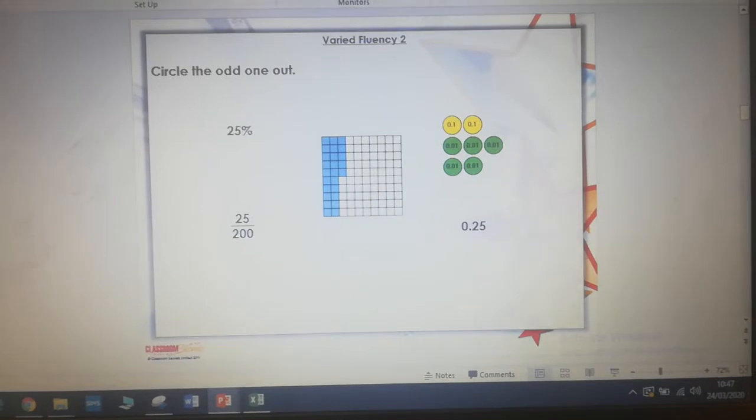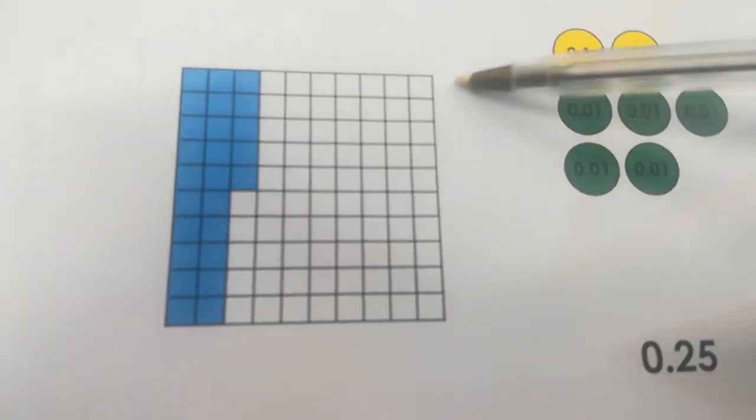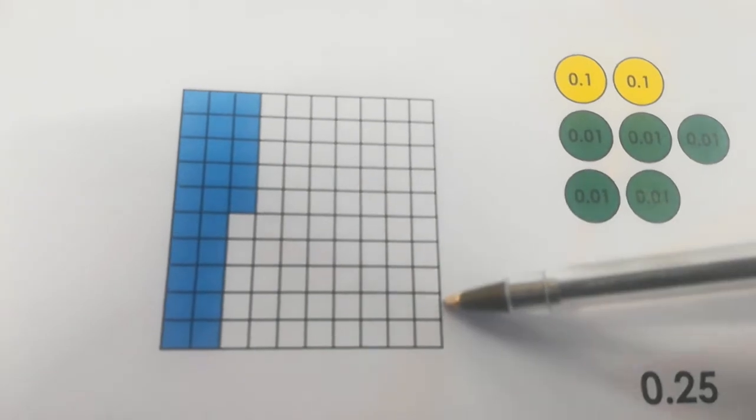Now, this is slightly different. That's why I want to have a look at it this morning. Circle the odd one out. Now, I printed this slide out as well. We look here, we'll check it as always. We've got 1, 2, 3, 4, 5, 6, 7, 8, 9, 10.